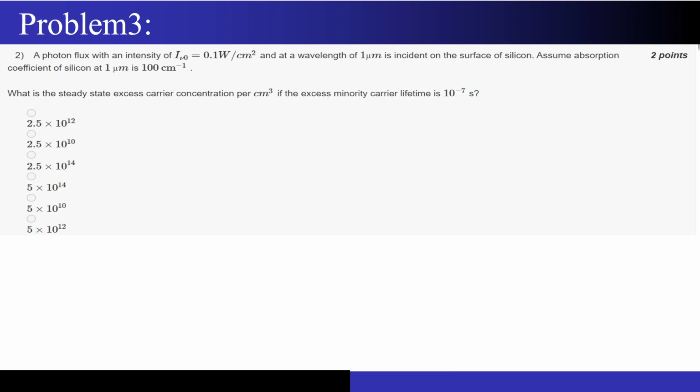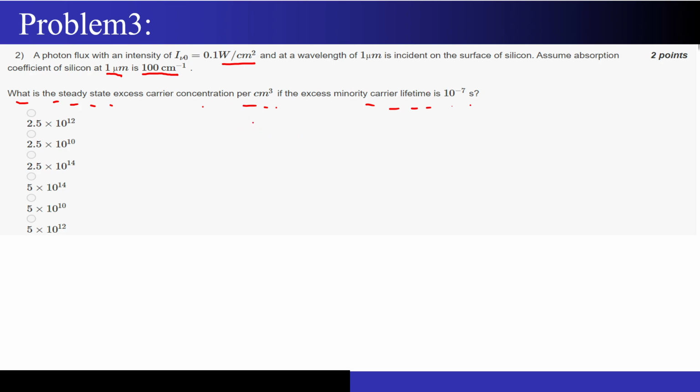So let's see what this problem is actually asking us to calculate. A photon flux with the intensity IV0 of 0.1 watts per centimeter square, right? Just remember this unit, we have already studied it. At a wavelength of 1 micrometer it is incident on the surface of silicon. Assume the absorption coefficient alpha is fortunately given to me as 100. We don't have to do anything, and the wavelength has also been given to me. What is the steady state excess carrier concentration per centimeter cube if the excess minority carrier lifetime is 10 to the power minus 7 seconds?